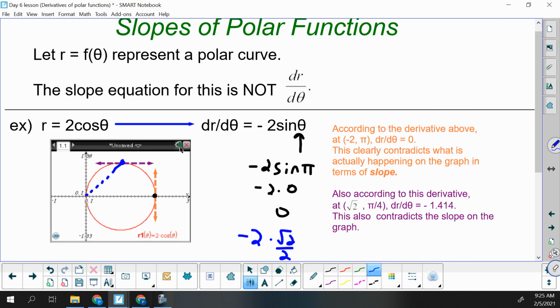Sorry, I forgot the minus on there. Minus 2 times square root of 2 over 2. So that would give us minus radical 2. Well, that slope is clearly horizontal. It's not a negative slope, so that contradicts it as well. So this is just a couple of concrete examples to show you why it is not dr over d theta.